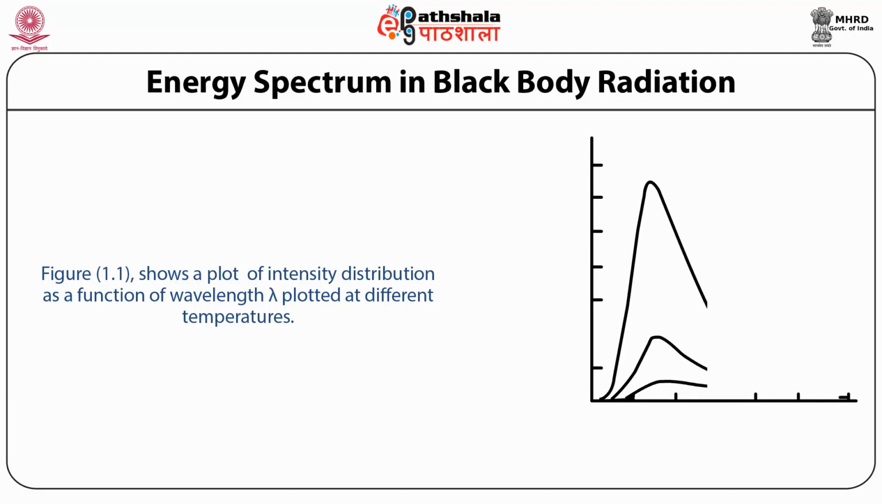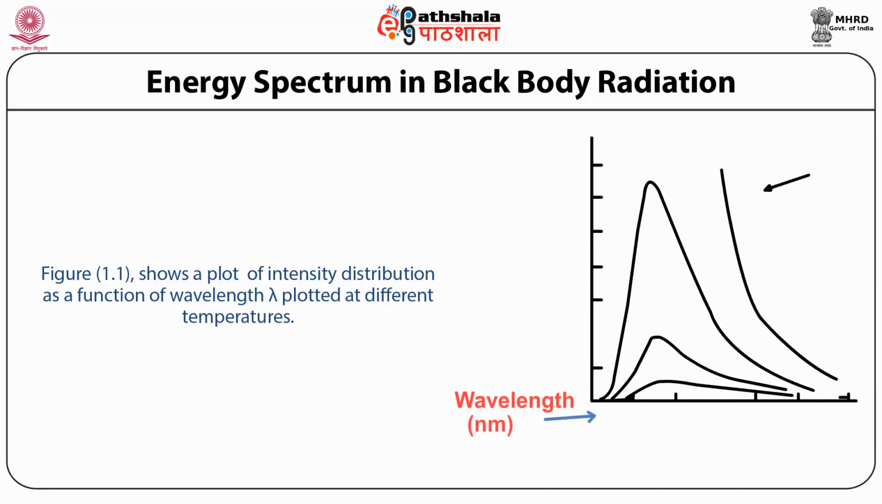For comparison, it also becomes clear from the above expression that the total energy E equals the integration from 0 to infinity of E nu d nu, equals 8 pi by c cube into kT integral 0 to infinity nu square d nu, which goes to infinity as nu approaches infinity. This basic drawback in classical theory is often referred to as the ultraviolet catastrophe.